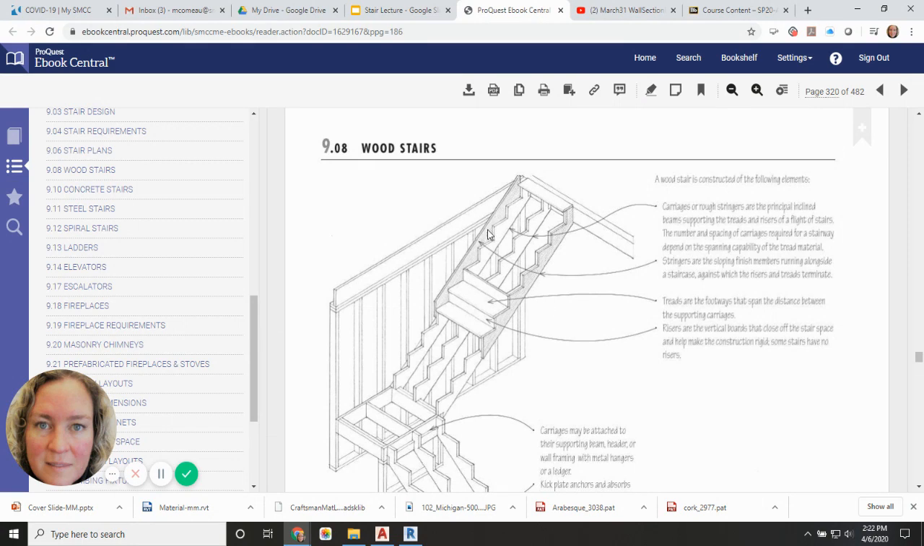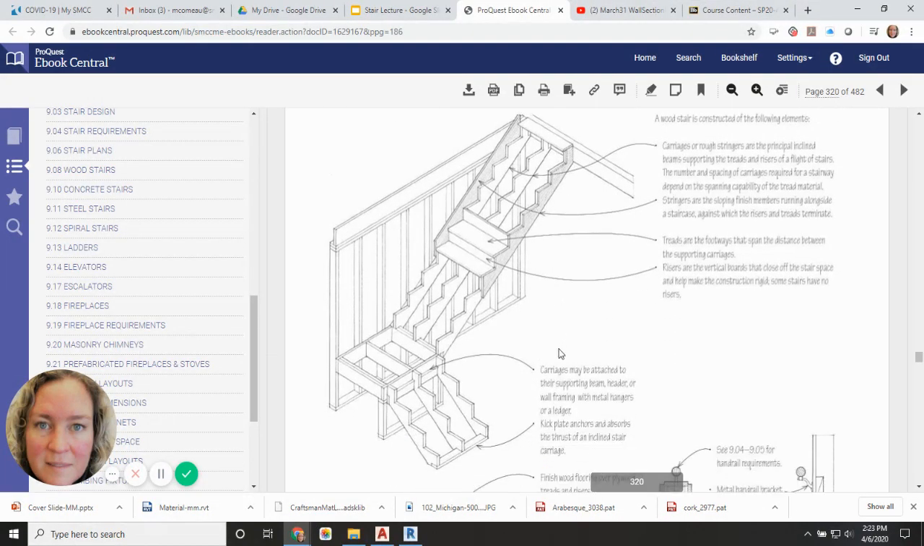This is called a closed stringer over here where we see that extra piece of wood. And then if we don't have that extra piece of wood, this is called an open stringer when we see the actual stair shape from the side.